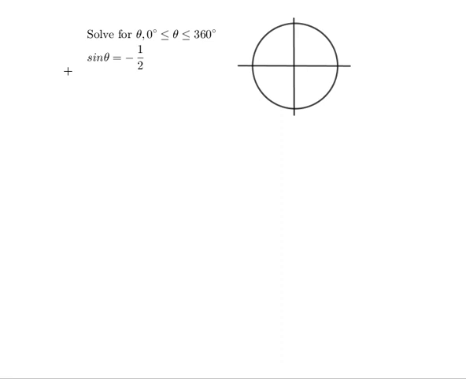Well, on the surface of things, I do know that sine is y. The y coordinates are negative in quadrant 3 and 4.